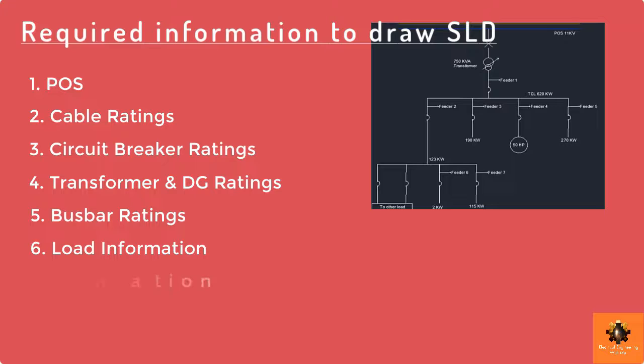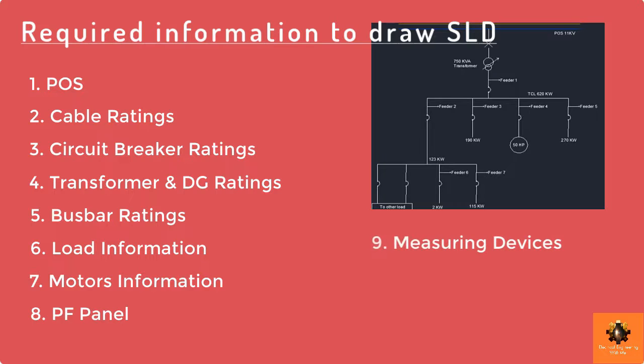Then we have motors information. So the size of the motor, distance of the motor from motor control panel. So like this we should have motor information. Then power factor panel. So the size of the power factor panel means how much reactive power is required for the system. Okay.